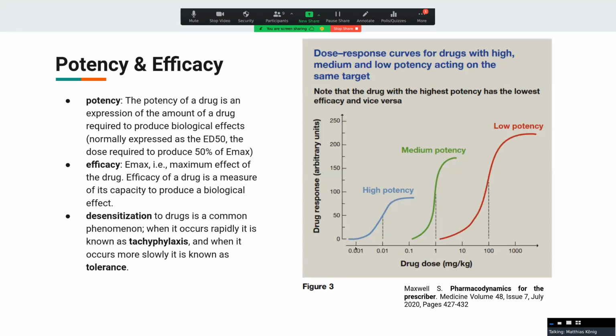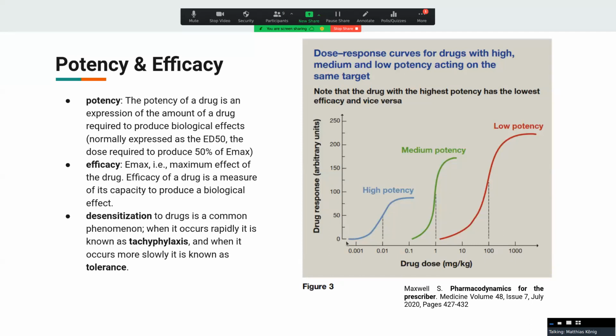Yeah, and here in this example, the drug with the highest potency has the lowest efficacy, and vice versa, but this depends on the drug and the actual system. What you often see is desensitization to drugs, and this means that you have a shift in the potency. It means you need more and more drug to get the same biological effect, and effectively this means your dose response curve shifted over time.